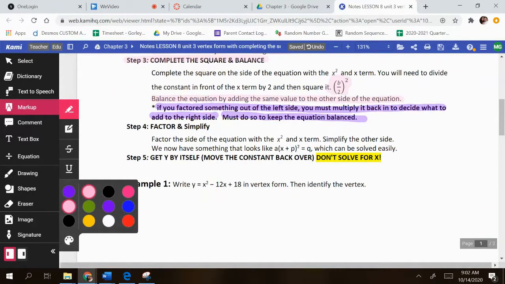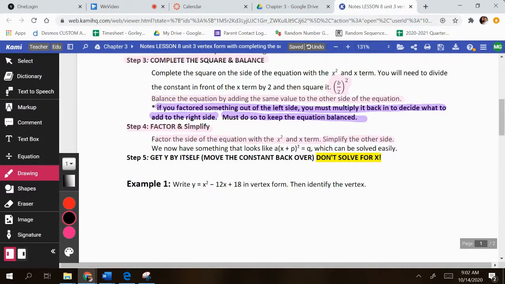Okay. Step 4 is to factor and simplify. We're going to factor the side of the equation with the x squared and x term, simplify the other side. So you're going to have something where you have a quantity squared equal to another number. And then from here, we're not going to solve for x. You're going to see this note, don't solve for x if we're trying to get it in vertex form. What we're going to do is just get y by itself. So after step 4, you're going to stop and then move the constant back over.